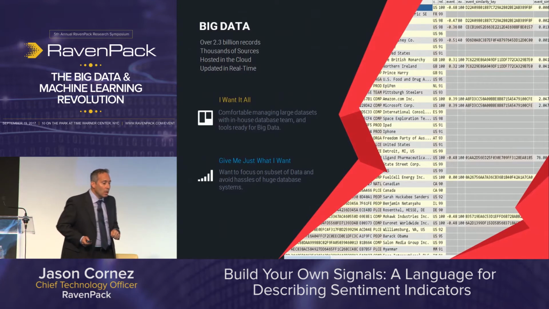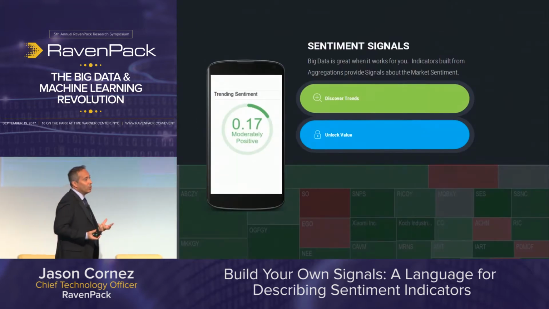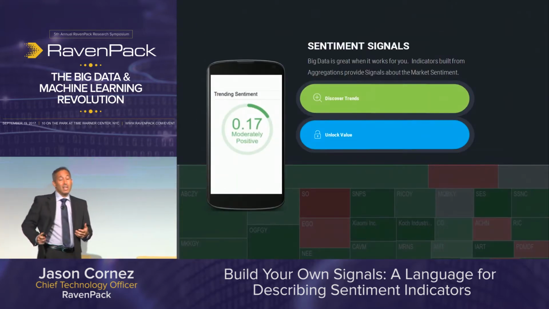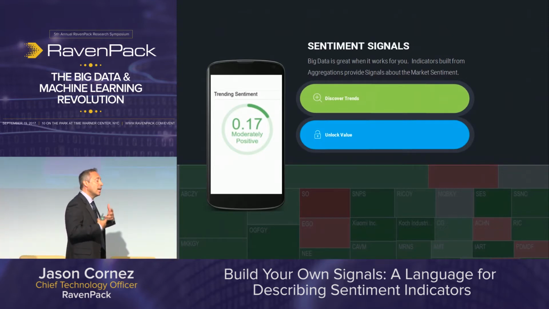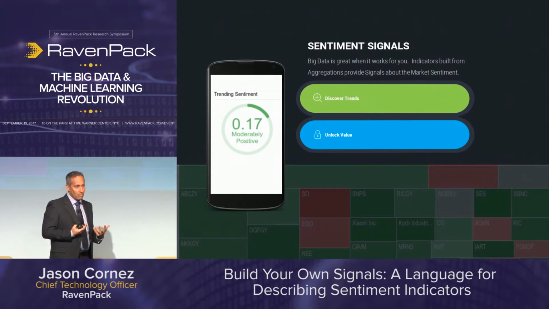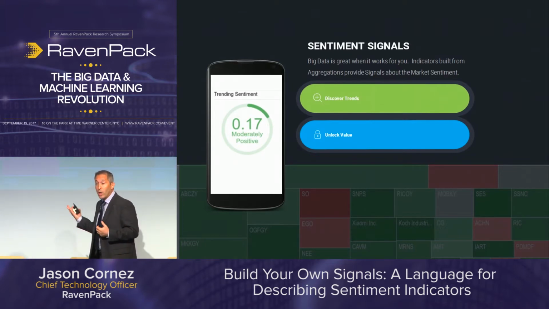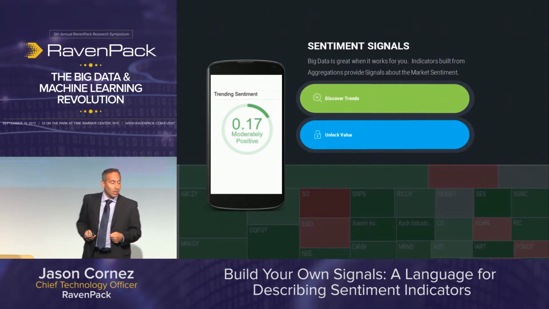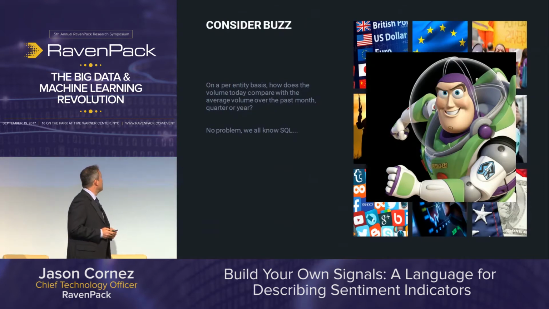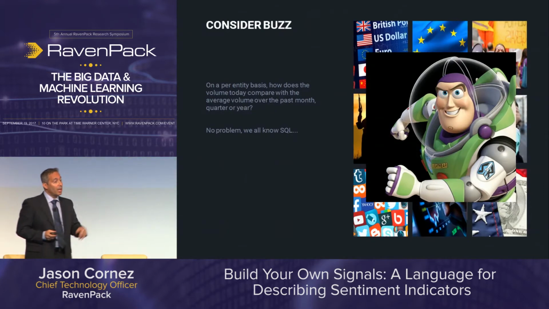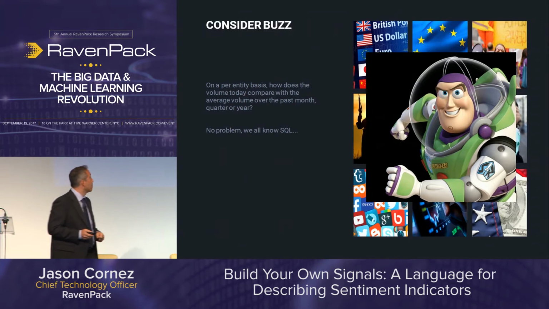Okay? There's probably an even bigger universe, though, that doesn't actually want any of this raw data at all, per se, but they want something that's a signal or an indicator, right? Some of our speakers this morning talked about indicators as well. These are great for discovering trends and for unlocking value in data, okay? So I want to talk about an indicator. Peter kind of mentioned this morning, buzz.